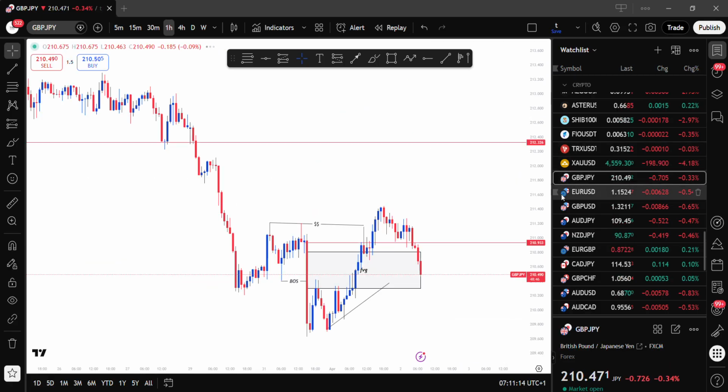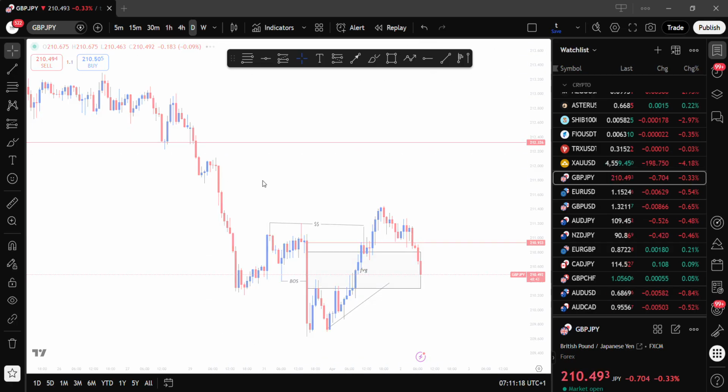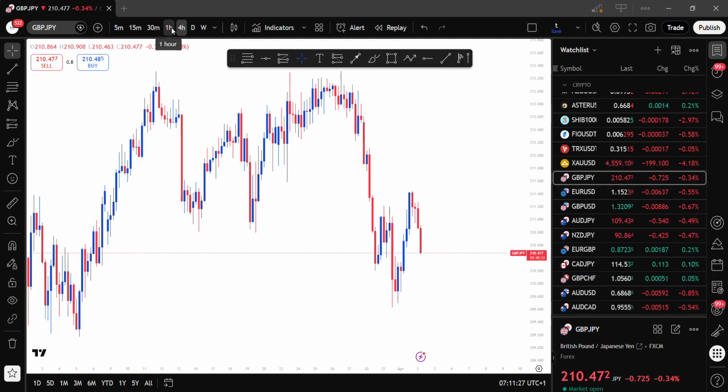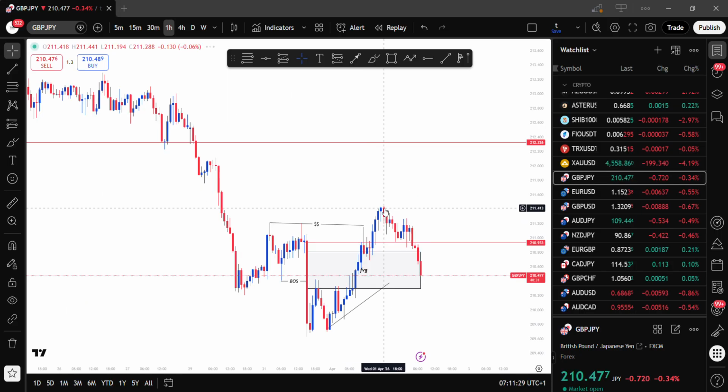Next is the GBP JPY. And GBP JPY, as you can see, let's check the daily time frame. Market went to this point and made a reversal. If you notice, yesterday I said there should be a sell on GBP JPY from this point here, but it would not take this sell.